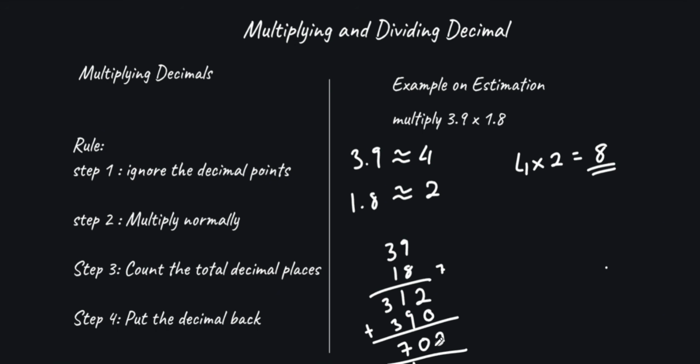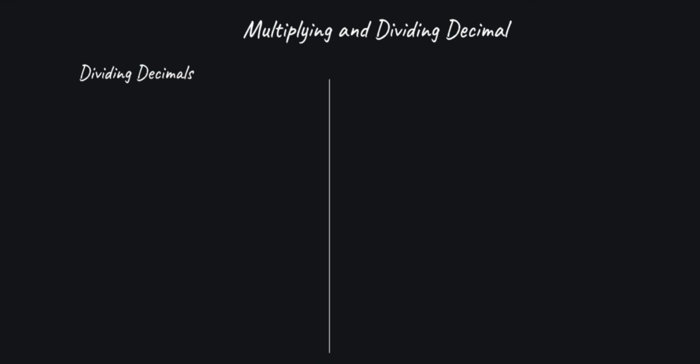2 decimal places. So that's 1, 2. We get 7.02, which is, again, close to 8. That is our answer. Now let's look at dividing decimals.